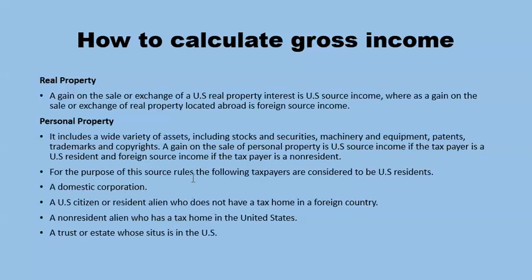For the purpose of these source rules, the following taxpayers are considered to be U.S. residents: a domestic corporation, a U.S. citizen or resident alien who does not have a tax home in a foreign country, a non-resident alien who has a tax home in the United States, and a trust or estate whose situs is in the United States.